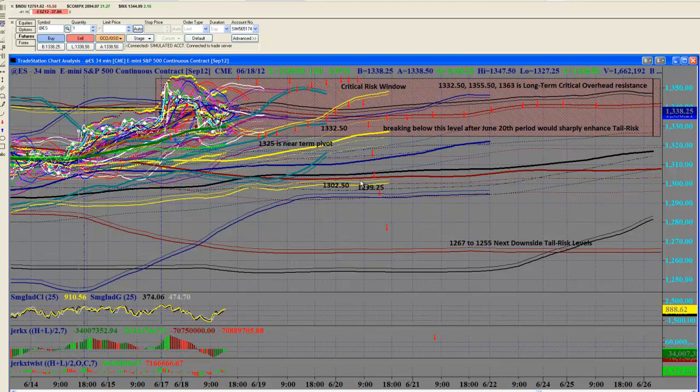Okay, so if that was to happen, then the retracement should be limited, as you're going to have some heavy resistance into the 1332.50 area. And still this whole area of overhead resistance remains as we push into July. The next level: when we take out the 1299.25 area and trade underneath there for more than 34 minutes, then the downside risk goes to 1267 to 1255.